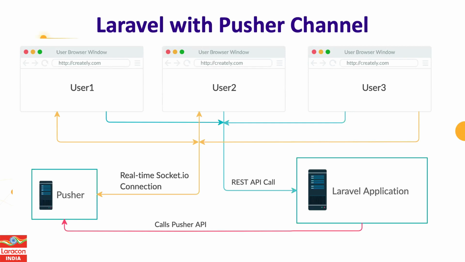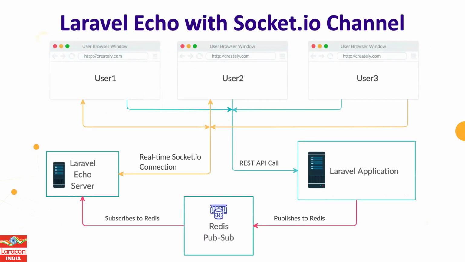Because PHP itself cannot manage real-time connections, right? So it tells Pusher and Pusher tells all of our users. So this is with Pusher. Now let's see how it works with Socket.io. When we are using Socket.io, we need one more component, which is the Laravel Echo server, and you need Redis.